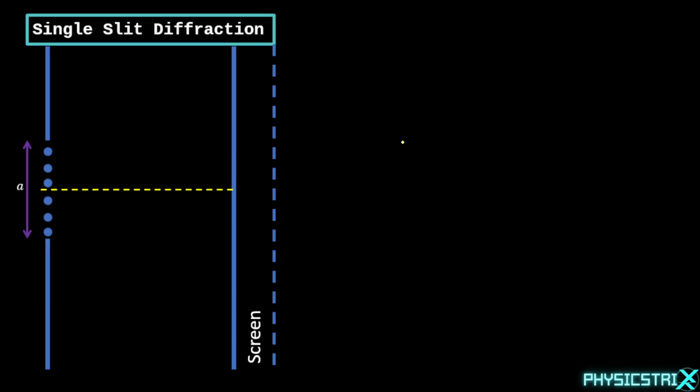Let's consider the case for a single slit. Here we have a single slit with a slit width of A, and a horizontal line representing the middle, A over 2. These three dots are in the first half, the next three circles are in the second half, and I have the screen on the right hand side. I'll explain a bit about the general approach.